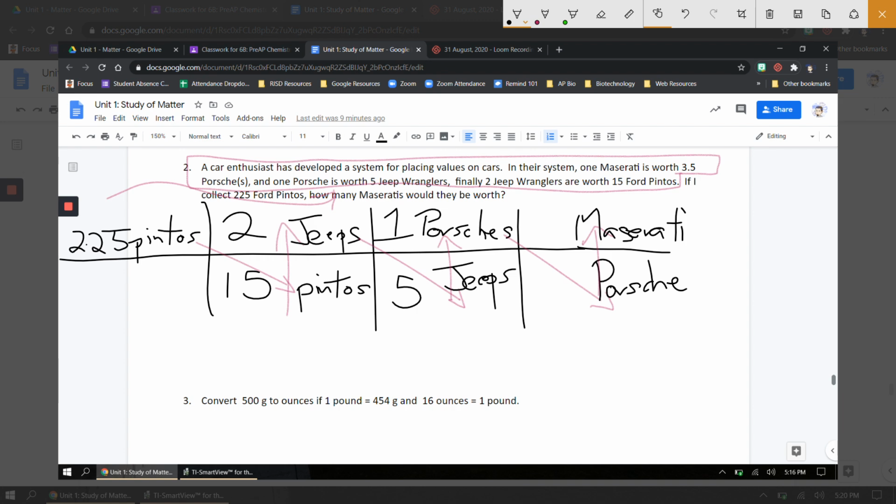All right. The next thing I need to look for is a conversion factor between Porsche and Maserati. Again, you guessed it, it's right there. So for every 1 Maserati, that would be equal to 3.5 Porsches. Okay? We already know Pintos is going to cancel out with Pintos, Jeeps cancel out with Jeeps, Porsches cancel out with Porsches. What you're left with is some amount of Maseratis.